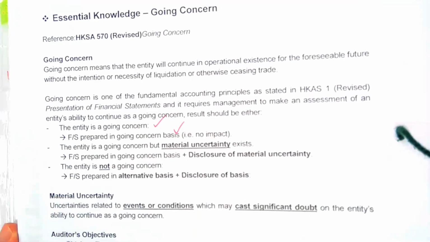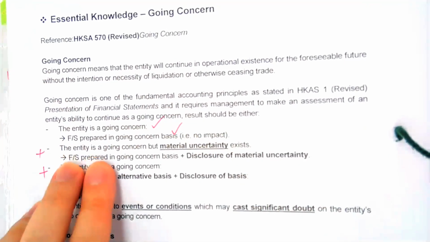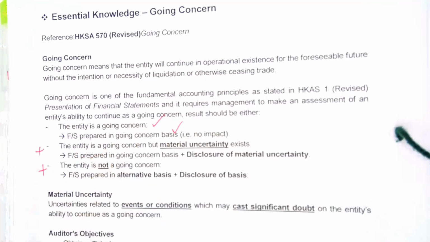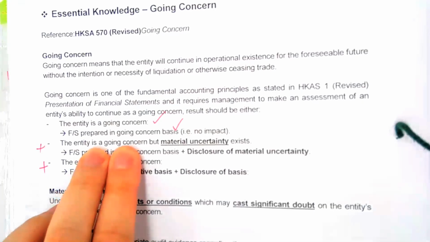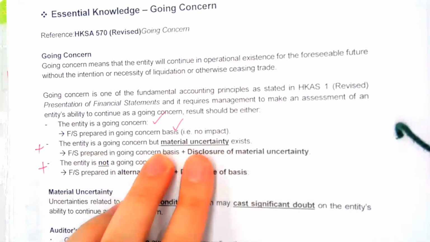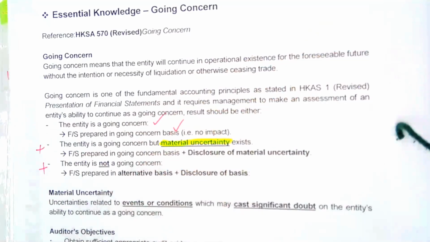This chapter adds 2 things, 1 and 2. The entity is a going concern, meaning that we expect the company to still be operational in the next 12 months after the date of the financial statements. We think it is still a going concern. But there is something called material uncertainty that exists.